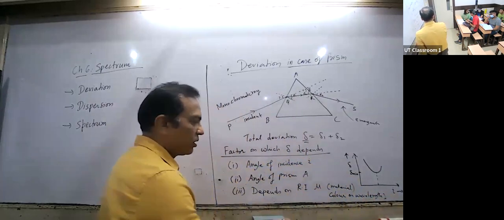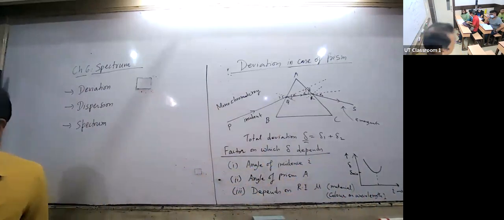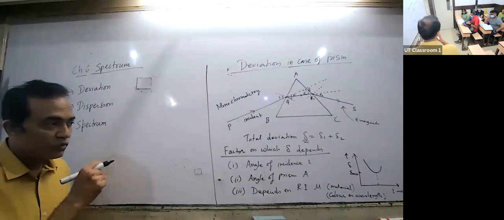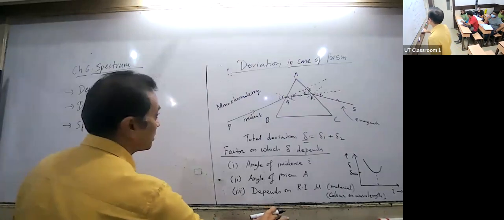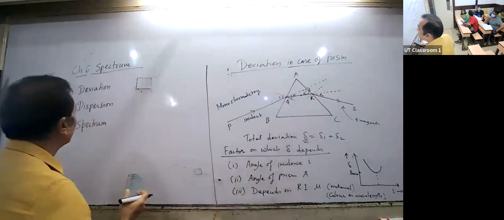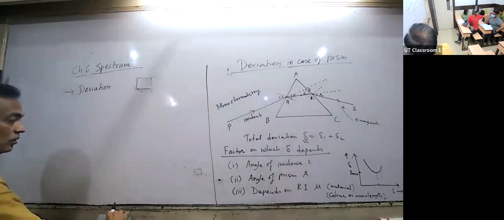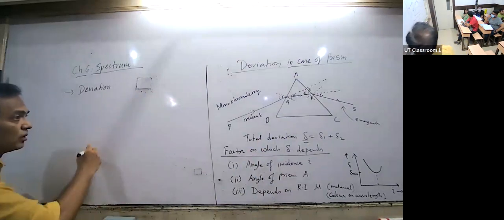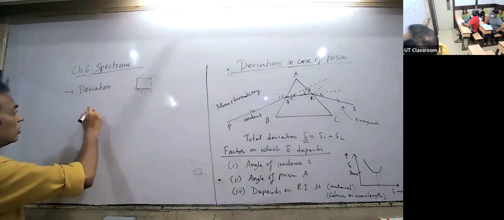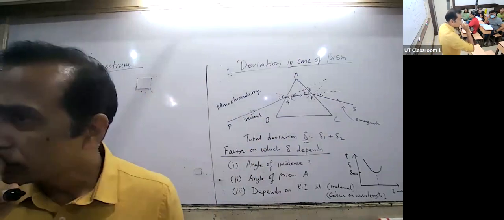Color or wavelength, material, these are all interrelated, so I'm not writing it as a separate point. Let us focus more on how the dependency on color takes place with respect to deviation. Again, wavelength and refractive index. What is the relation?